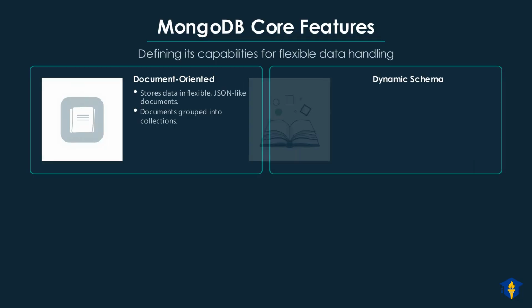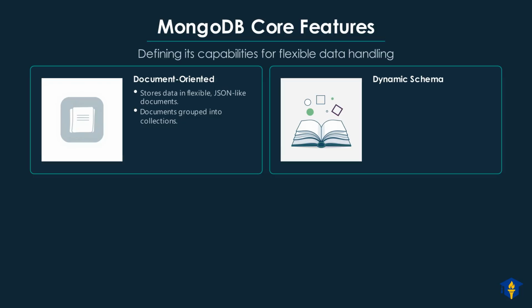Another key feature is MongoDB's dynamic schema, offering immense flexibility. Documents within the same collection can indeed have widely varied structures. This means there is absolutely no need for a predefined schema before adding data.